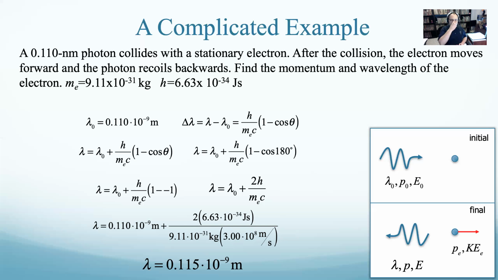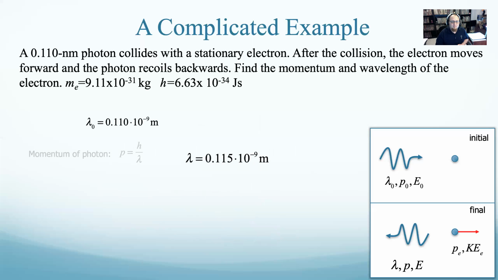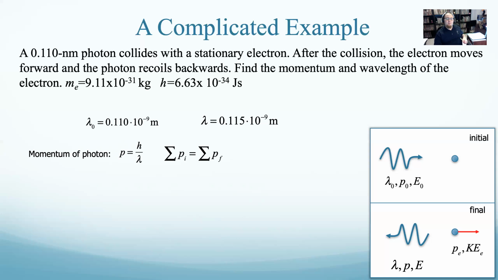Now, we can also say that this photon has momentum. The momentum of a photon is h over lambda. But conservation says that for any collision, the initial momentum equals the final momentum. And so I could treat this as a momentum problem, just like in Physics 1.